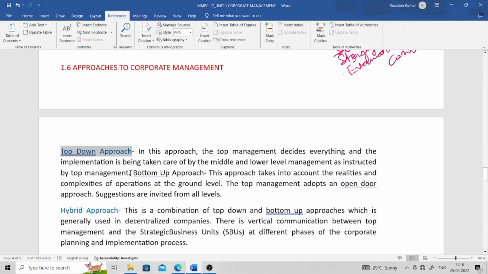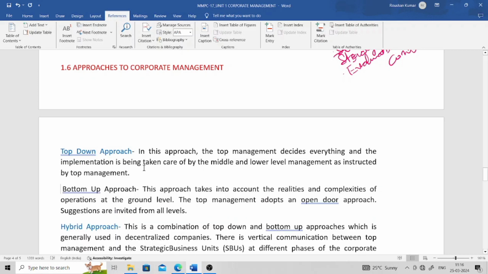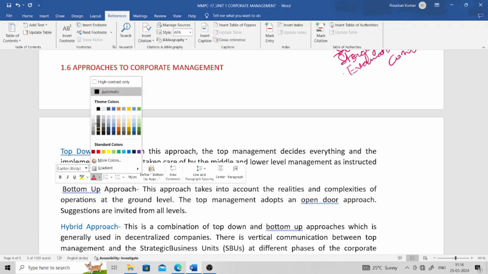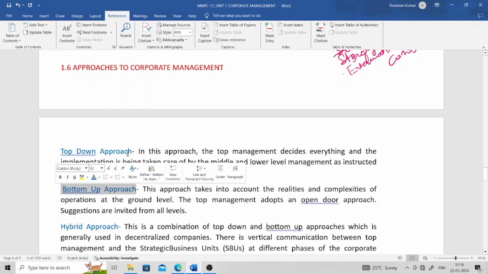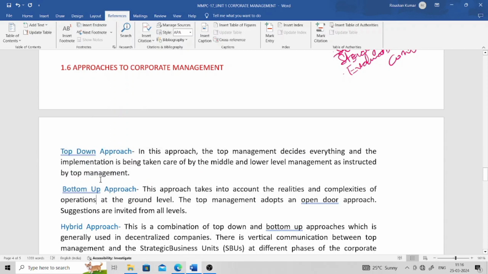Then you have the second, the bottom up approach. Okay, what color should be there? Okay, this color, I think it is better. So next here it is the bottom up approach. This approach takes into account the realities and complexities of operations at the ground level. So in case of the bottom up approach, realities and complexities of the operations are taken care of. The top management adopts an open door approach. Suggestions are invited from all levels.